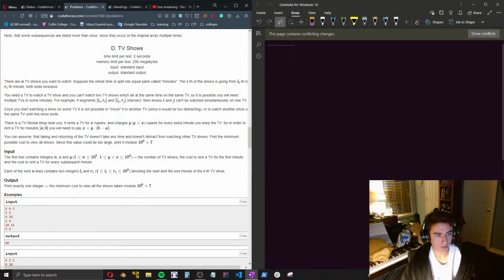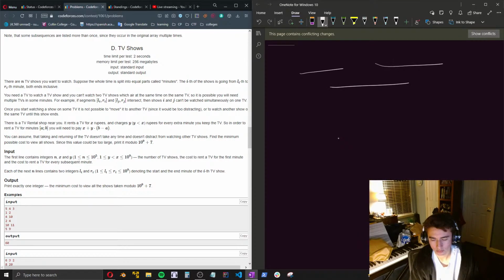So for this problem, we have different intervals. It looks something like this. Now we're allowed to rent a TV. How are we gonna denote the TV? We're allowed to rent a TV, so it can cover some amount of time, like here.